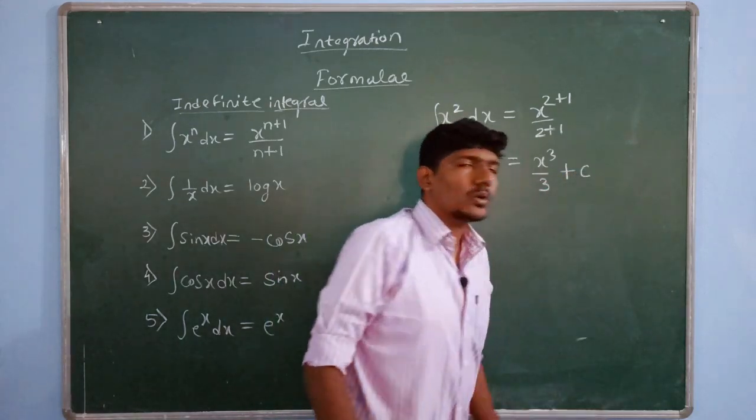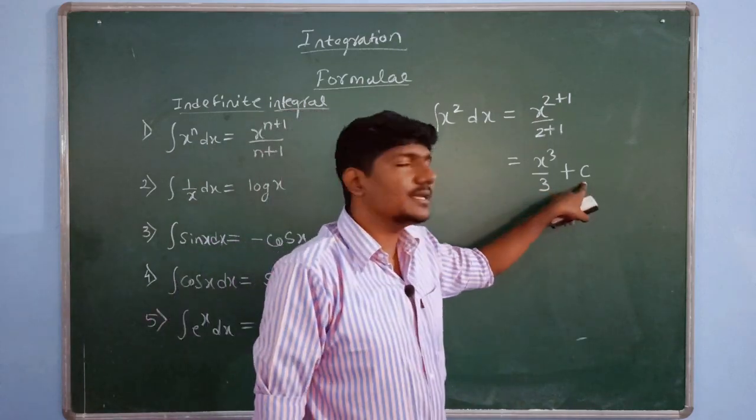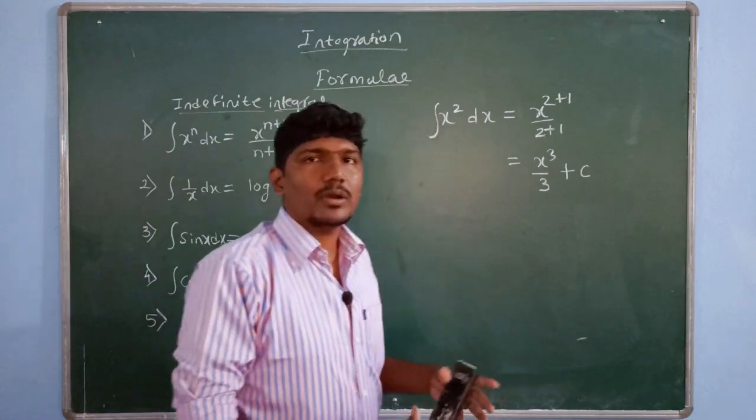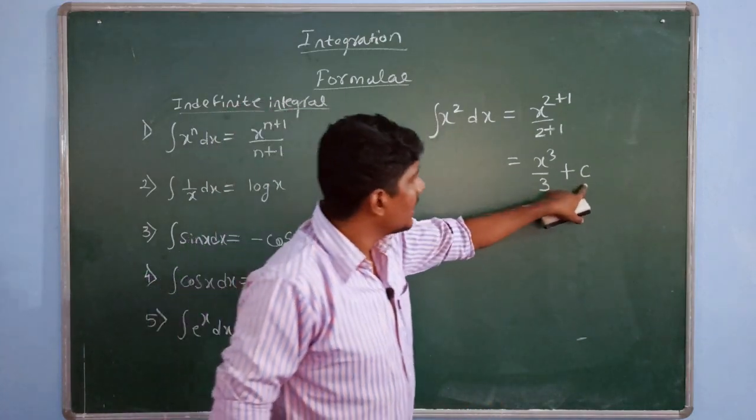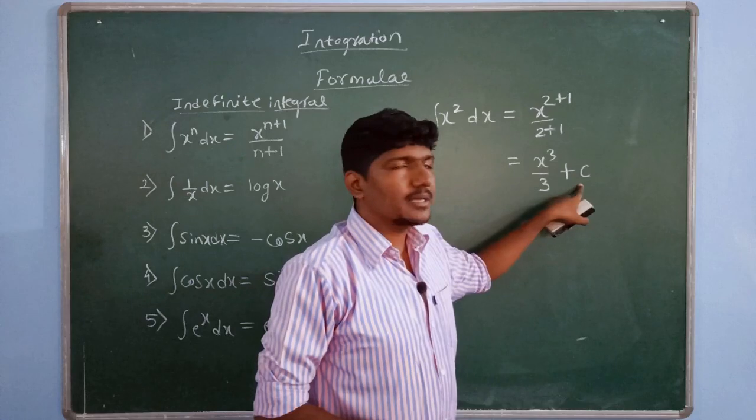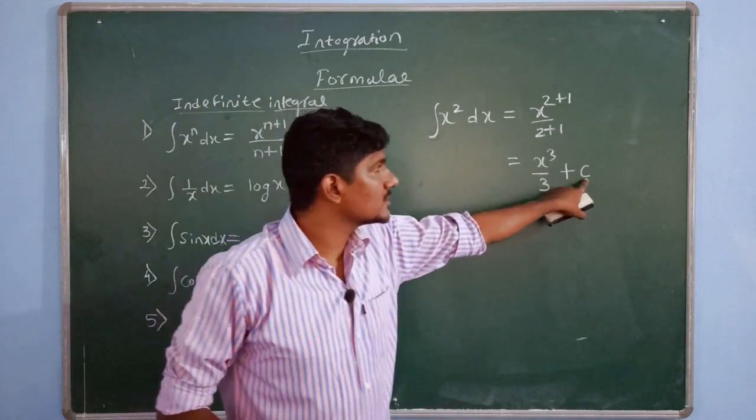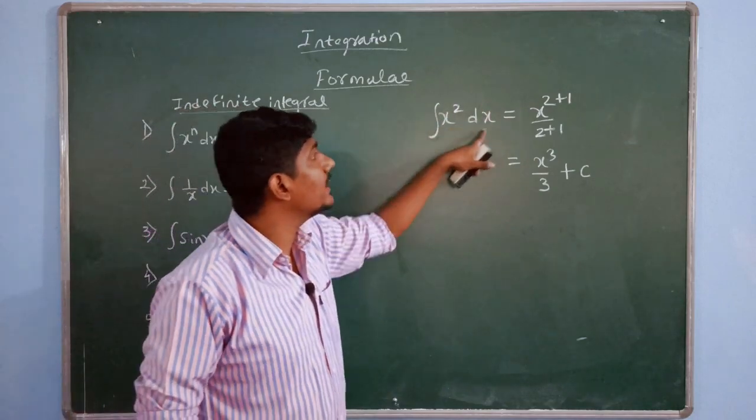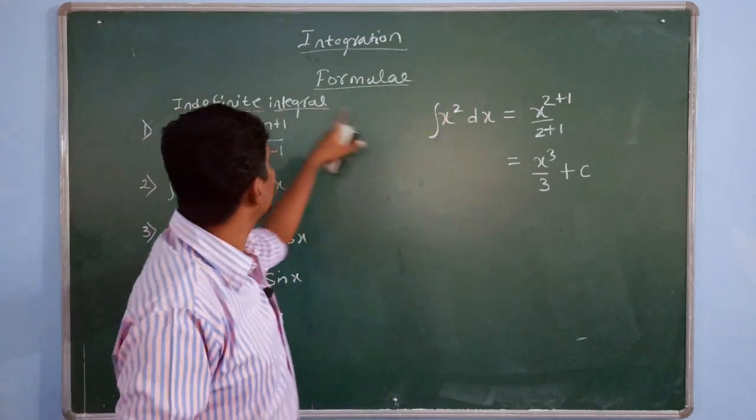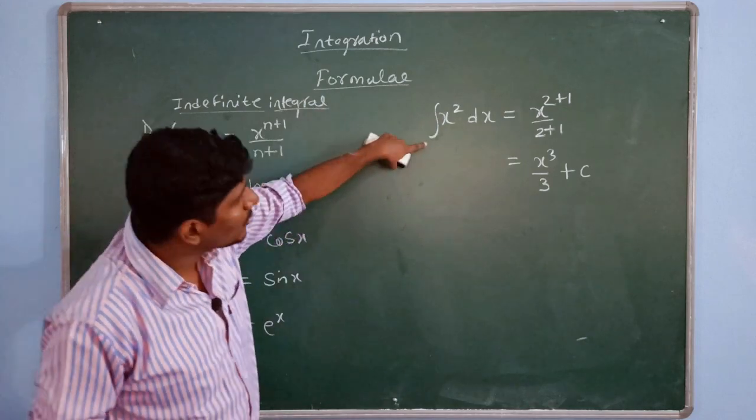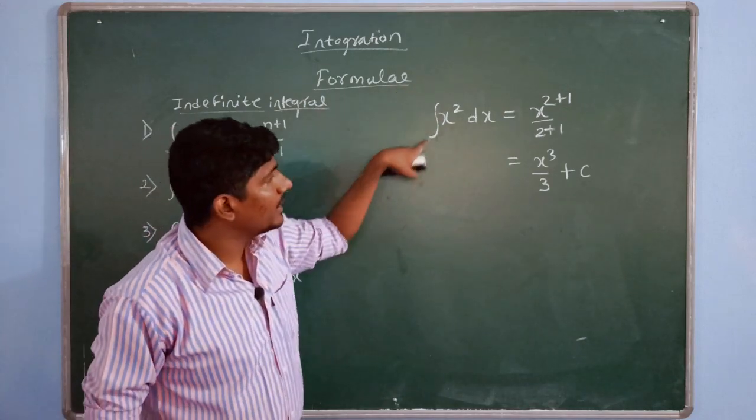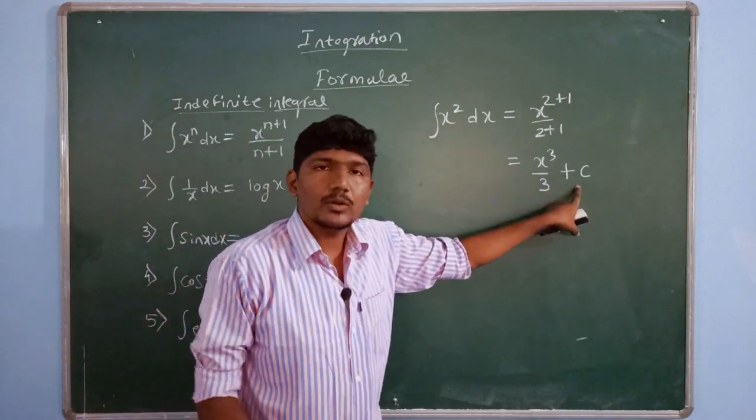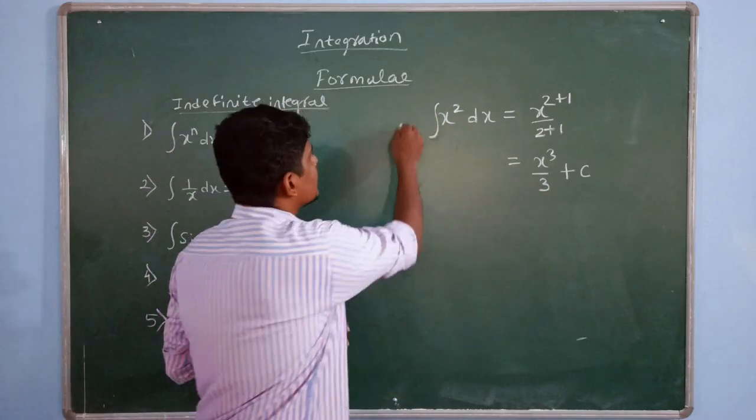Why we should write c here, that I will explain in the next part where we go for physical examples. Now c means constant. When to write plus c? Whenever you integrate an indefinite integral. Whenever you go for indefinite integrals, meaning you don't have the lower limit or upper limit, in that case you need to write plus c. This is the first example.